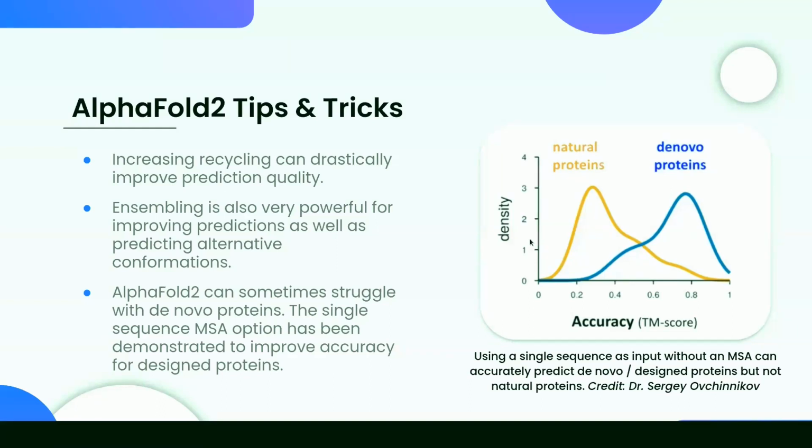And finally, AlphaFold 2 can actually be pretty decent at predicting de novo proteins by switching over to single sequence mode instead of MSA mode. This was tested by, I believe, Dr. Sergey Ovchinnikov, and this is also where I got this figure. Apparently this also applies to RosettaFold. So this is very interesting.